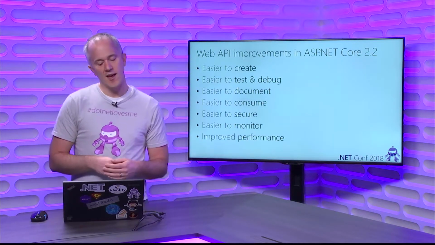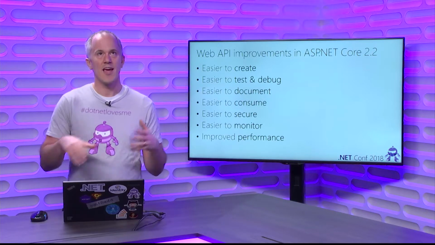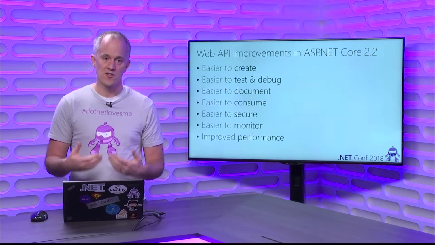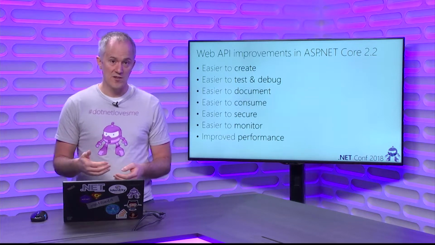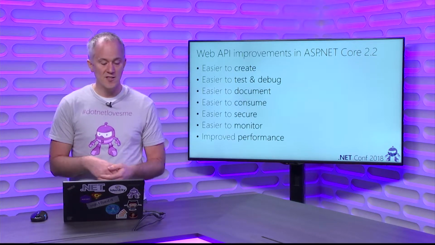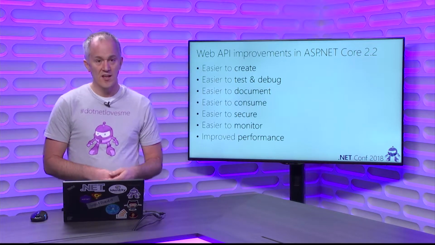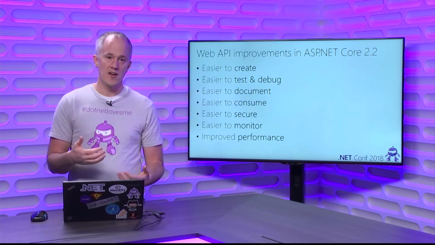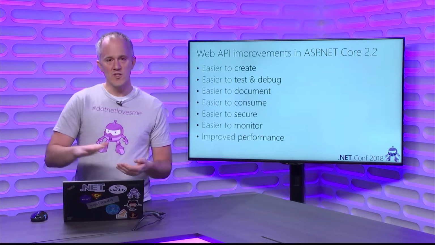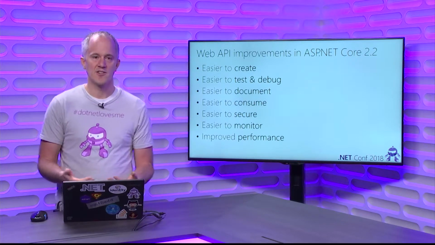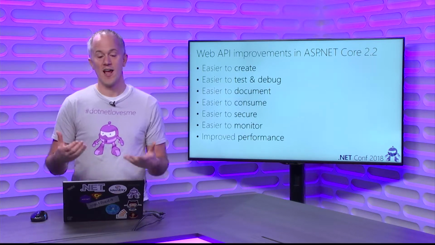Well, we're trying to make APIs and services easier to create, easier to test and to debug, easier to document with standard specs like OpenAPI specs, easier to consume, including things like client code generation, easier to secure, easier to monitor, and then all of the performance-related features that we've done in this release, of course, also apply to APIs so that your APIs get faster and more efficient.